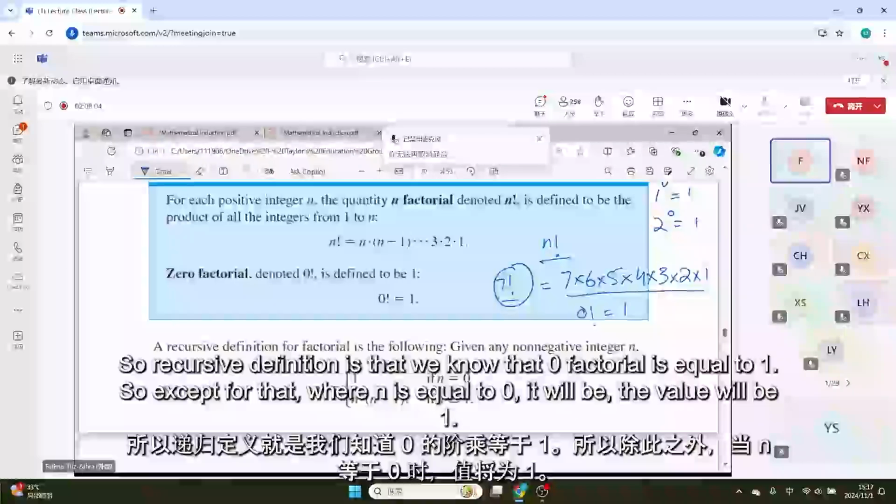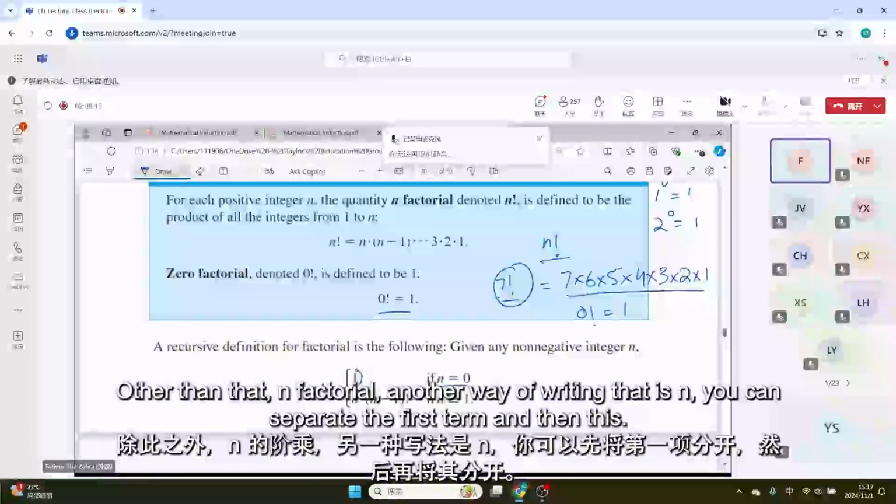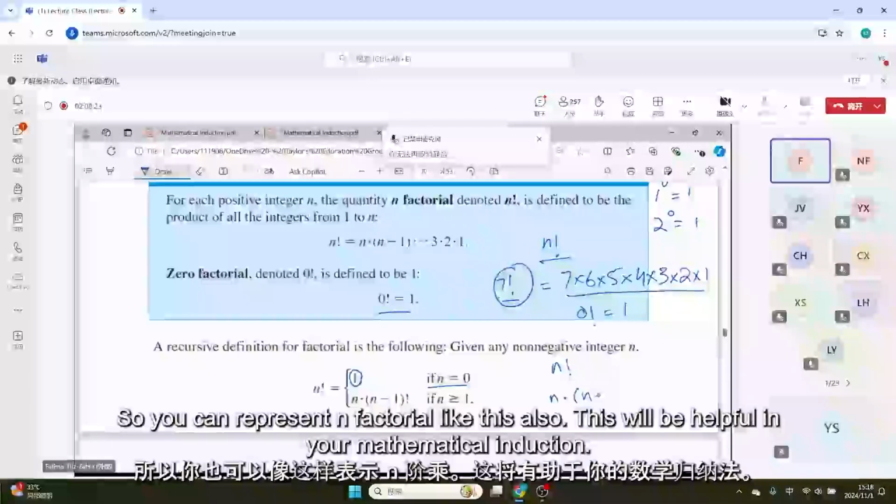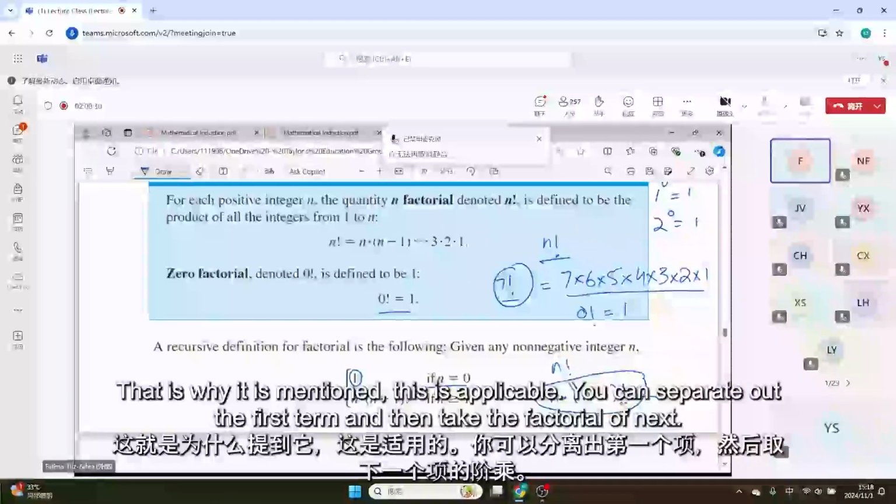So recursive definition is that we know that 0 factorial is equal to 1. So except for that, where n is equal to 0, the value will be 1. Other than that, n factorial, another way of writing that is n, you can separate the first term and then this. So you can represent n factorial like this also. This will be helpful in your mathematical induction. That is why it is mentioned this is applicable. You can separate out the first term and then take the factorial of next.